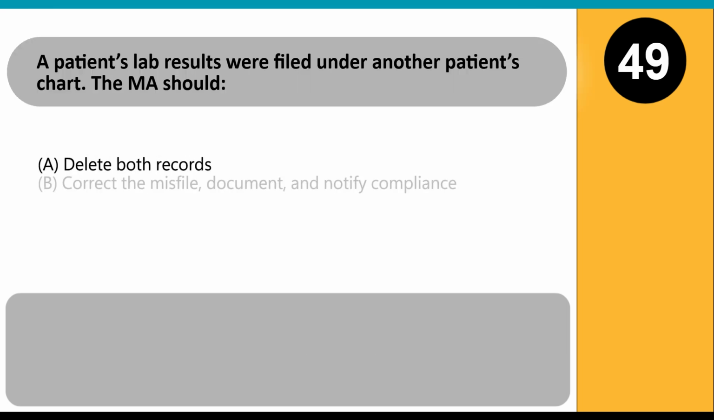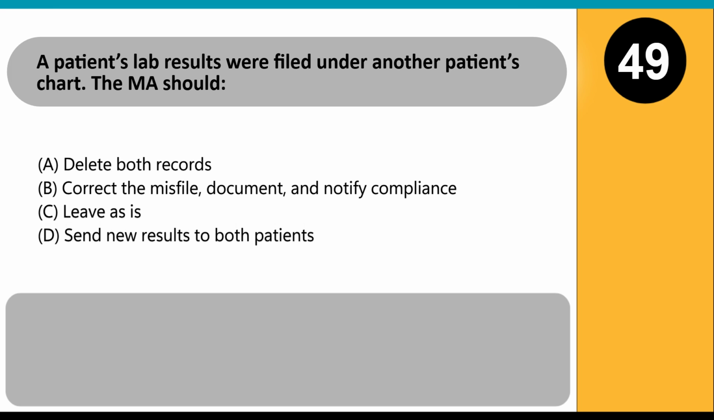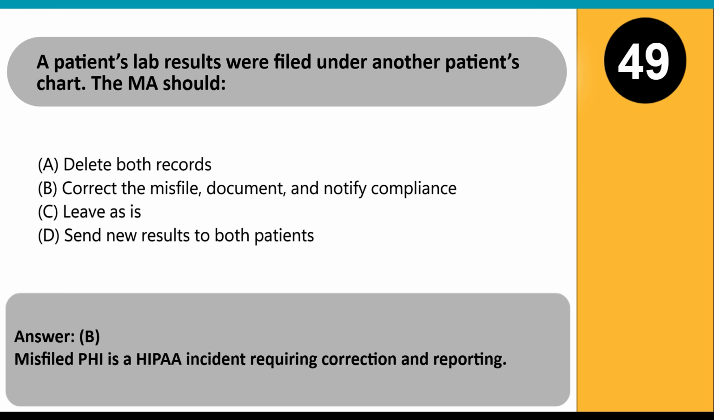A patient's lab results were filed under another patient's chart. The MA should: A. Delete both records. B. Correct the misfile, document, and notify compliance. C. Leave as is. D. Send new results to both patients. Answer: B. Misfiled PHI is a HIPAA incident requiring correction and reporting.